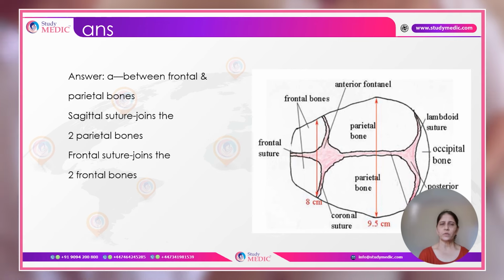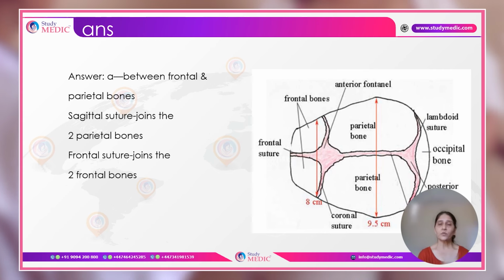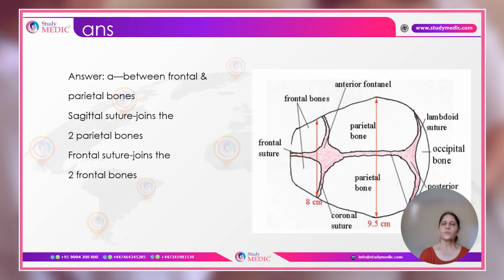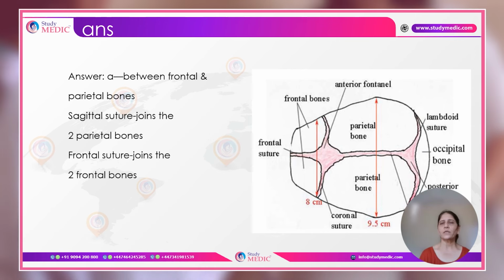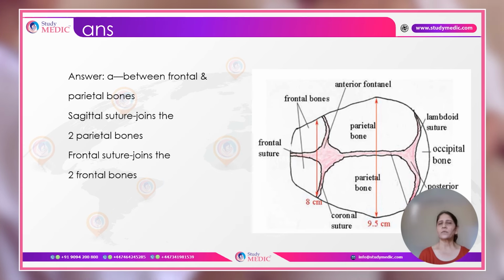Remember that the sagittal suture is in between the two parietal bones, and you have the coronal suture which is more anterior. It is present in between the frontal bones and the parietal bones, and then you have another frontal suture in between the two frontal bones, and posteriorly you have the lambdoid suture which is in between the parietal bones and the occipital bone.